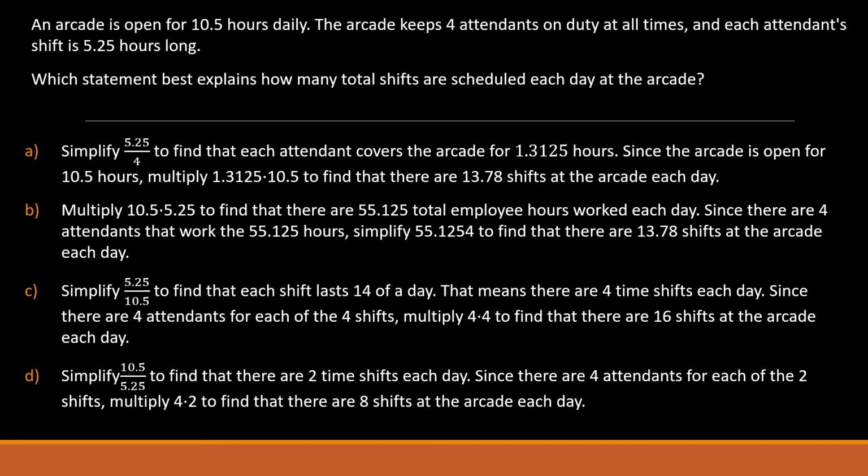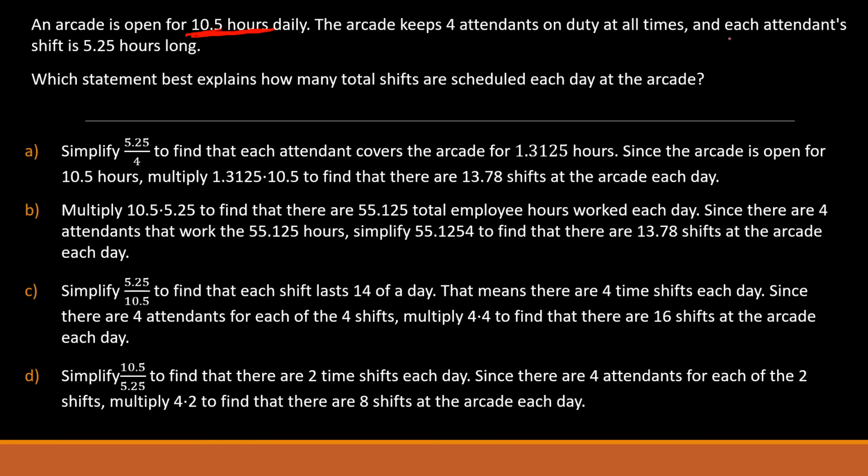Okay, well, let's think about it. The arcade is open for a total of how many hours? How many hours is this arcade open for? Hopefully you're going 10.5, right? It says right up here that the arcade is open for 10.5 hours a day. And the next question I want to know is, well, how long are each shift? How long am I going to be on shift for if I work at this arcade?